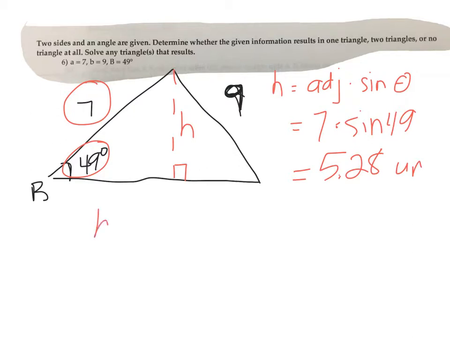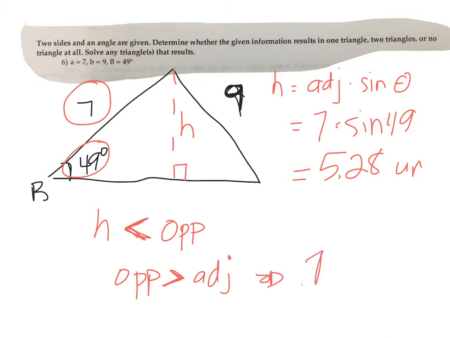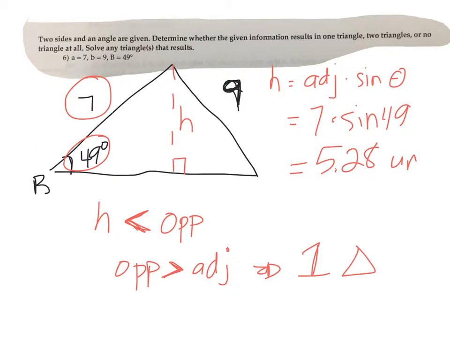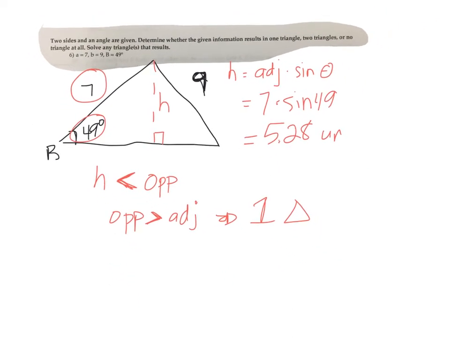We compare the height to the opposite side, and we see that the opposite side is bigger than the height, which is just fine. And then we compare the opposite side to the adjacent side. We notice that the opposite side is larger than the adjacent side, and that means that we can only have one triangle formed with this given information. Because the opposite side is longer than the adjacent side, we're not going to have two triangles.